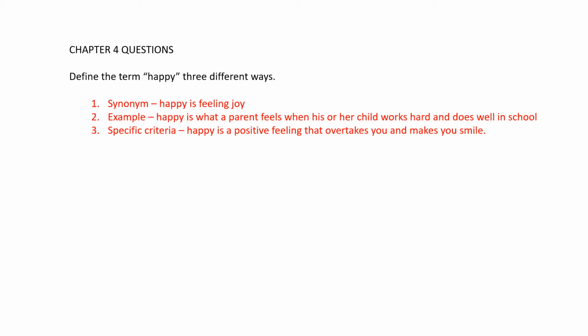Now, an example of happy is what a parent feels when his or her child works hard and does well in school. So here I provide an example of what happy looks like, of what happy feels like, okay? And then the third way to define a word is specific criteria. Now, specific criteria, here's an example for happy: happy is a positive feeling that overtakes you and makes you smile. You see, with specific criteria, it's a very specific definition.